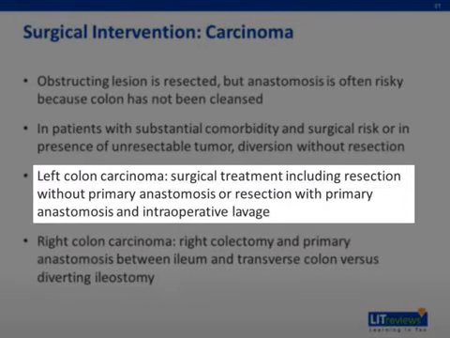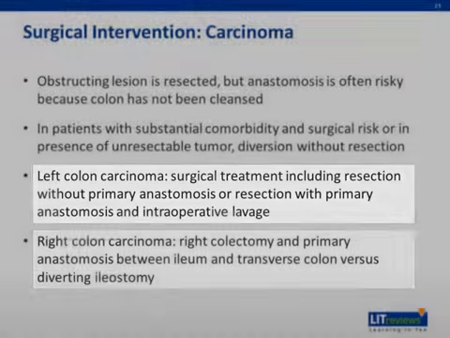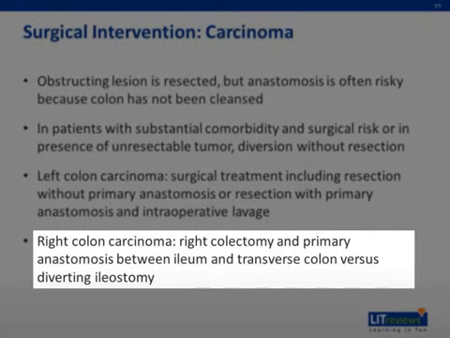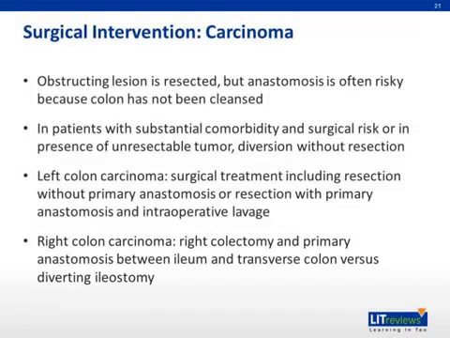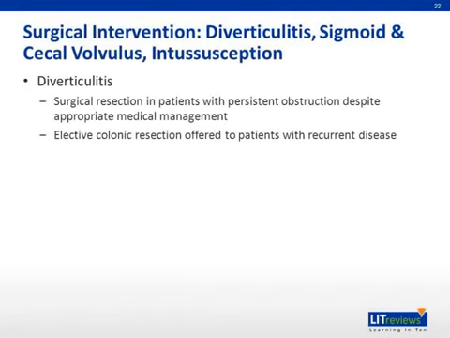Surgical treatment of left colon carcinomas includes resection and diversion without primary anastomosis, or resection with primary anastomosis and intraoperative lavage. Right colonic obstructions are treated with a right colectomy and a primary anastomosis between the ileum and the transverse colon, or resection and diversion without a primary anastomosis, as in the case with left colon carcinomas. Patients with persistent obstruction secondary to diverticular disease despite appropriate medical management are treated surgically. Surgical resection follows the same principles as the treatment of carcinomas. Elective colonic resection is offered to patients with recurrent disease.